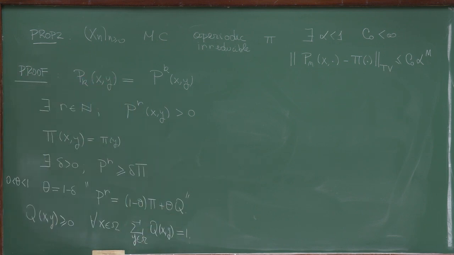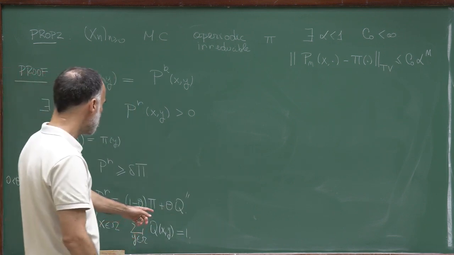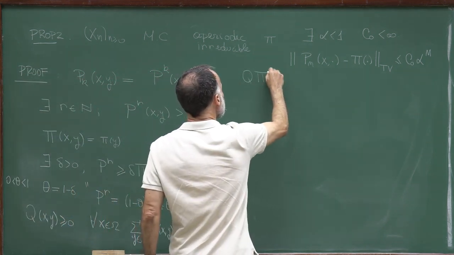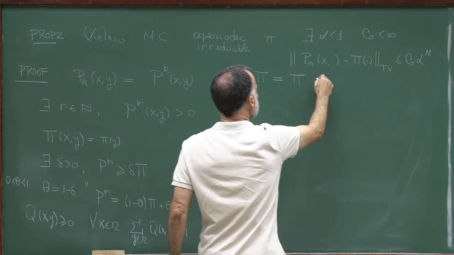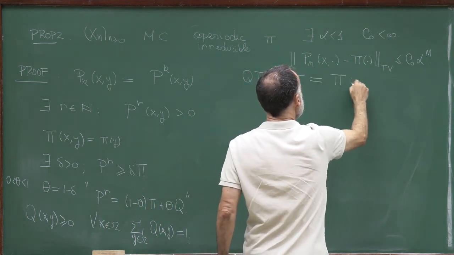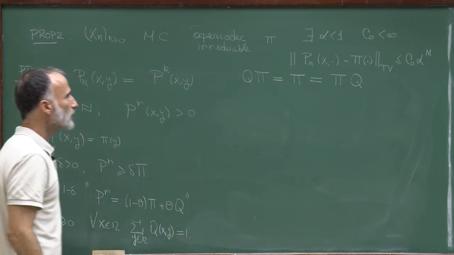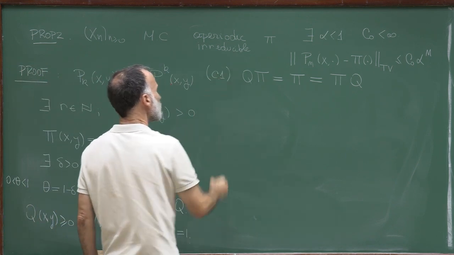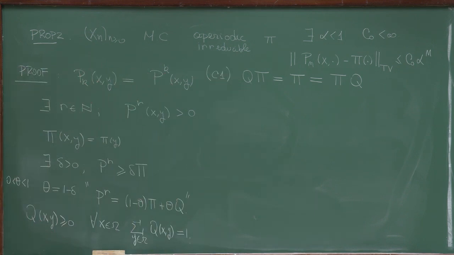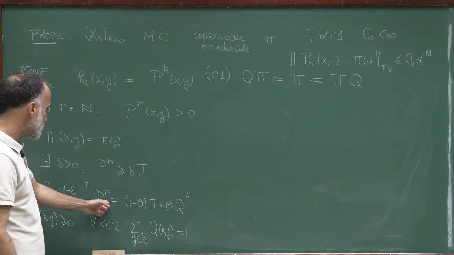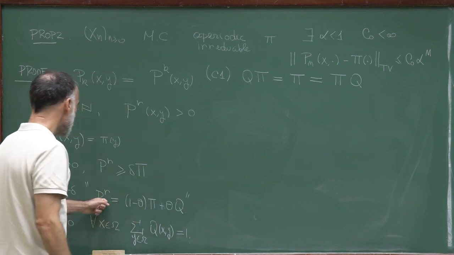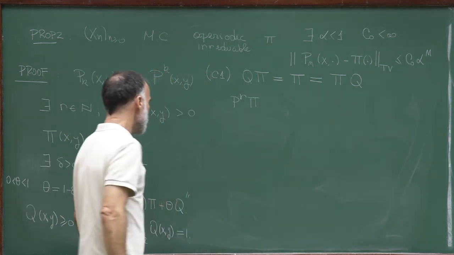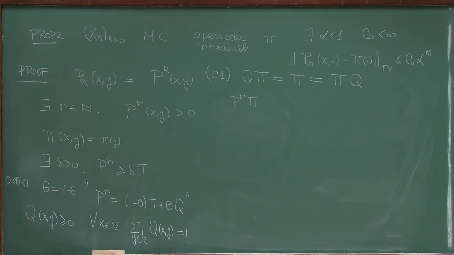And now I want to make some remarks about the product of Q and pi. So I want to say that Q pi is equal to pi, and that this is also equal to pi Q. So let's say that this is claim 1. I claim that this identity holds. So in order to do that, let's take a product of P^r and pi to see what we get.